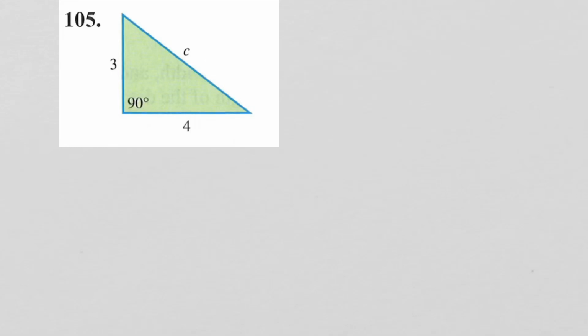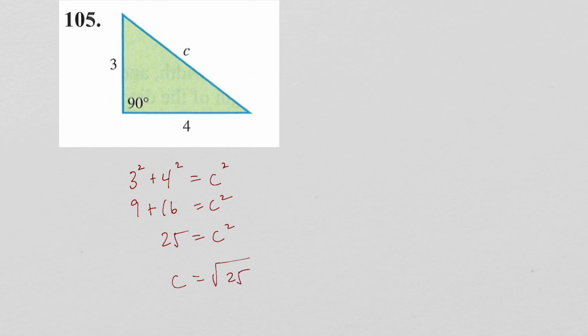Okay, the Pythagorean theorem tells us that the sum of the squares of the legs, the sides touching the right angle, is equal to the square of the hypotenuse, the side opposite the right angle. So 3 squared plus 4 squared is equal to c squared. 9 plus 16, so 25 is c squared. That means that c is equal to the square root of 25, which is equal to 5.